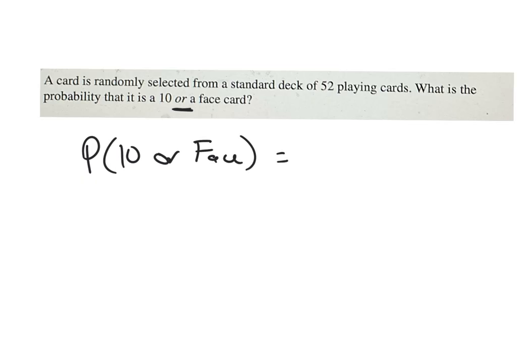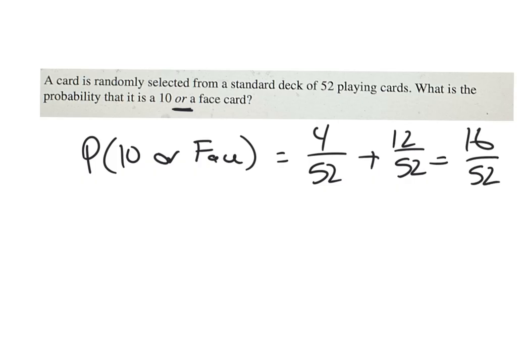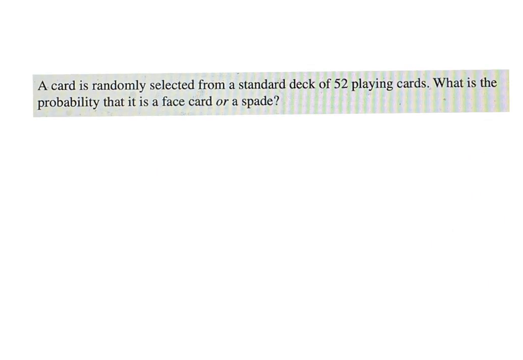Okay, so probability of getting a 10. There are 4 10s in a deck, so it's 4 out of 52 chance. Face cards, there are 4 jacks, 4 queens, and 4 kings, which means there are 12 face cards in a deck, so it's 12 out of 52. I'm just going to add those together, get 16 out of 52, reduce that the best I can. 4 goes into both of those, end up with 4 13ths, because that's all there is to it. The math's easy. The question is thinking through and setting it up. Let's look at 2 more examples. All right, a card is randomly selected from a deck of 52 playing cards. What is the probability of a face card or a spade?